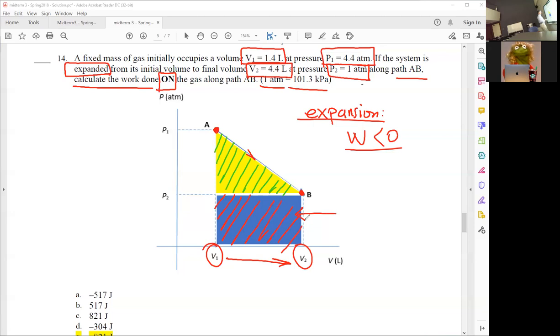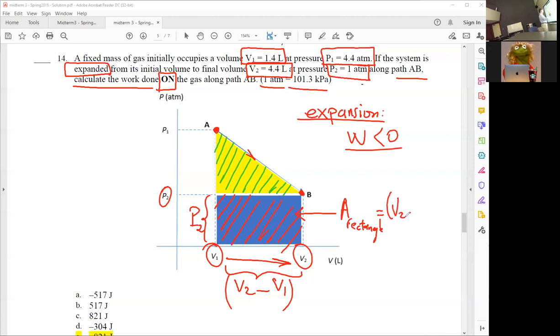The area for the rectangle will be base times the height. Now the base is what? The base is V2 minus V1. The height is just P2. I hope you all agree. Now here then, I'll call this A rectangle. Area rectangle is equal to base, which is V2 minus V1, multiplied by P2. Okay, I hope you all agree.